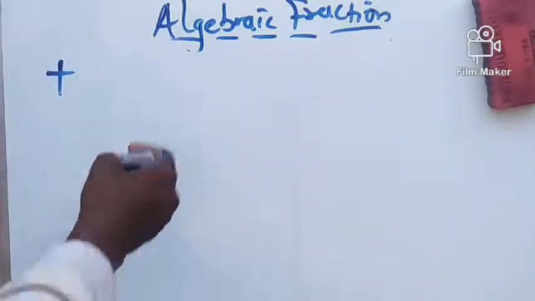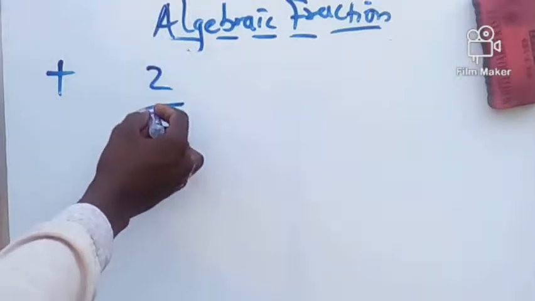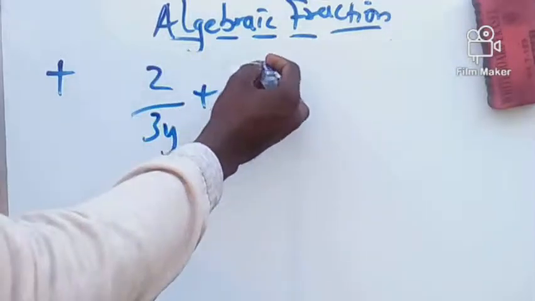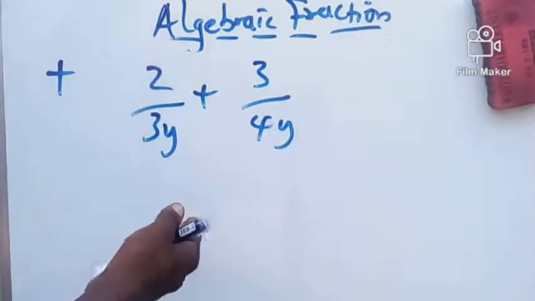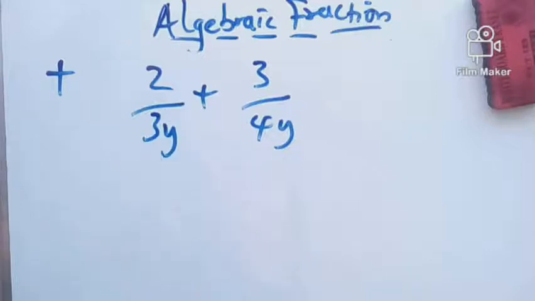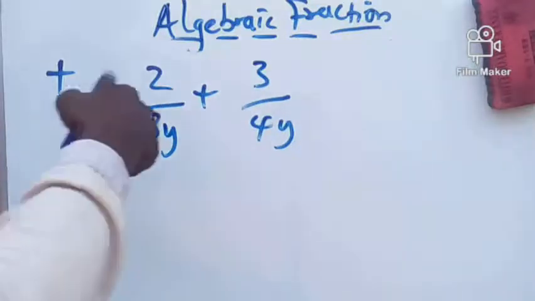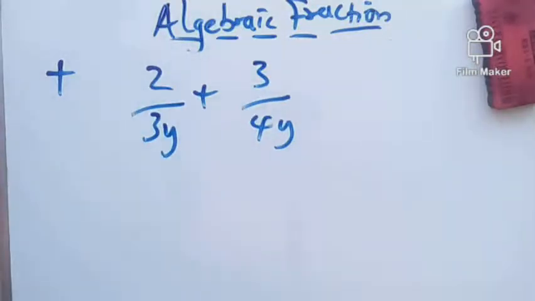Let's take an example. If we have 2 over 3y added to 3 over 4y, simplify. The question says we should simplify this problem. Notice that this is an algebraic fraction. Why is it called an algebraic fraction? Because it contains variables. A way of recognizing an algebraic fraction is that every algebraic fraction is simply a fraction that contains variables. So here, let's go ahead and simplify. The same way you tackle problems in fractions is the same way you tackle this algebraic fraction.